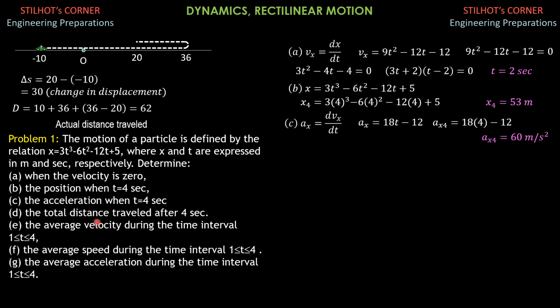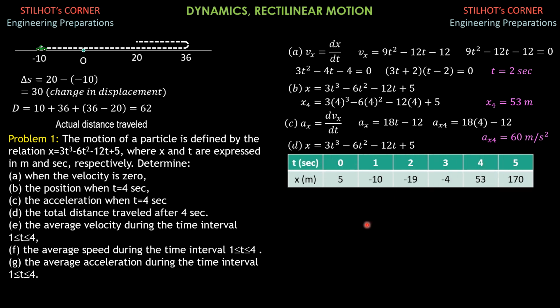Then D, the total distance traveled after 4 seconds. So that we can compute this conveniently, we have to determine the position of the particle from 0 to 4. We will just extend it to 5 by using the table shown. When t is 0, x is 5. When t is 1, you just substitute t is 1, but let's tabulate it. These are the results. When t is 0, x is 5 meters. When t is 1 second, negative 10.